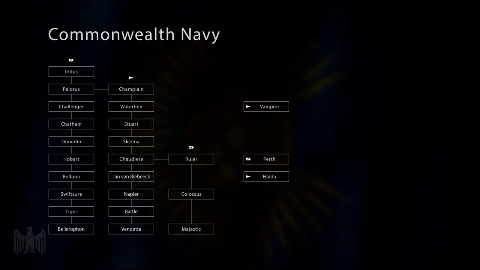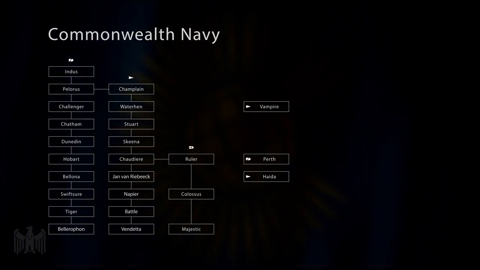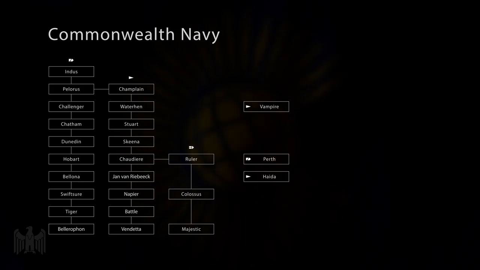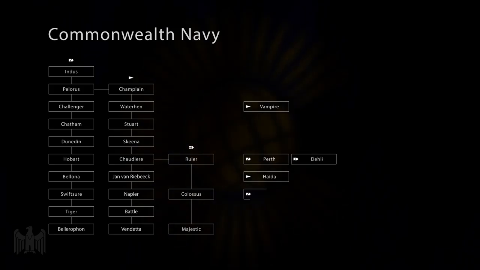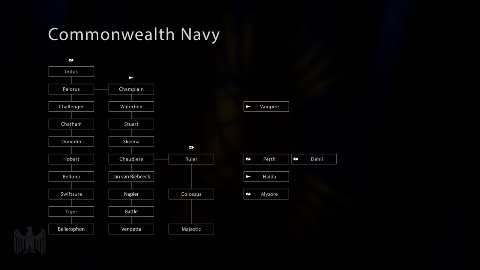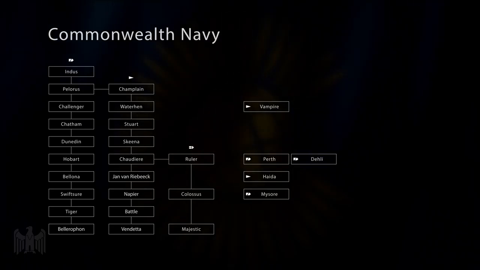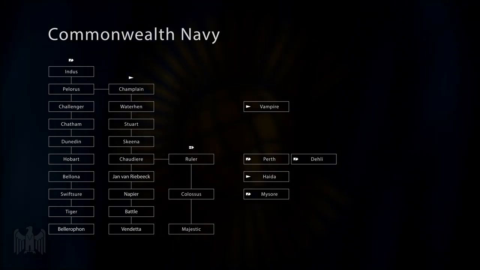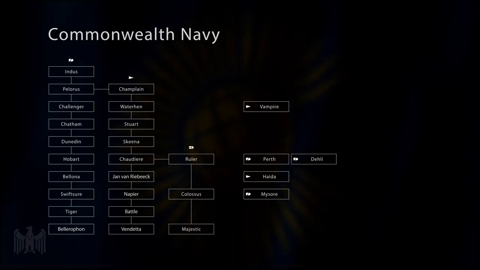Finally, let's take a quick look at premium ships. First, let's look at those that already exist: Vampire, Perth, and Haider. We also know Delhi and Mysore are in development, almost confirmed, so we'll pop them in there as well. The priority for premium ships was for a nice spread of nations and types, as well as a significant story. Again, I will cover these in depth in a later video.